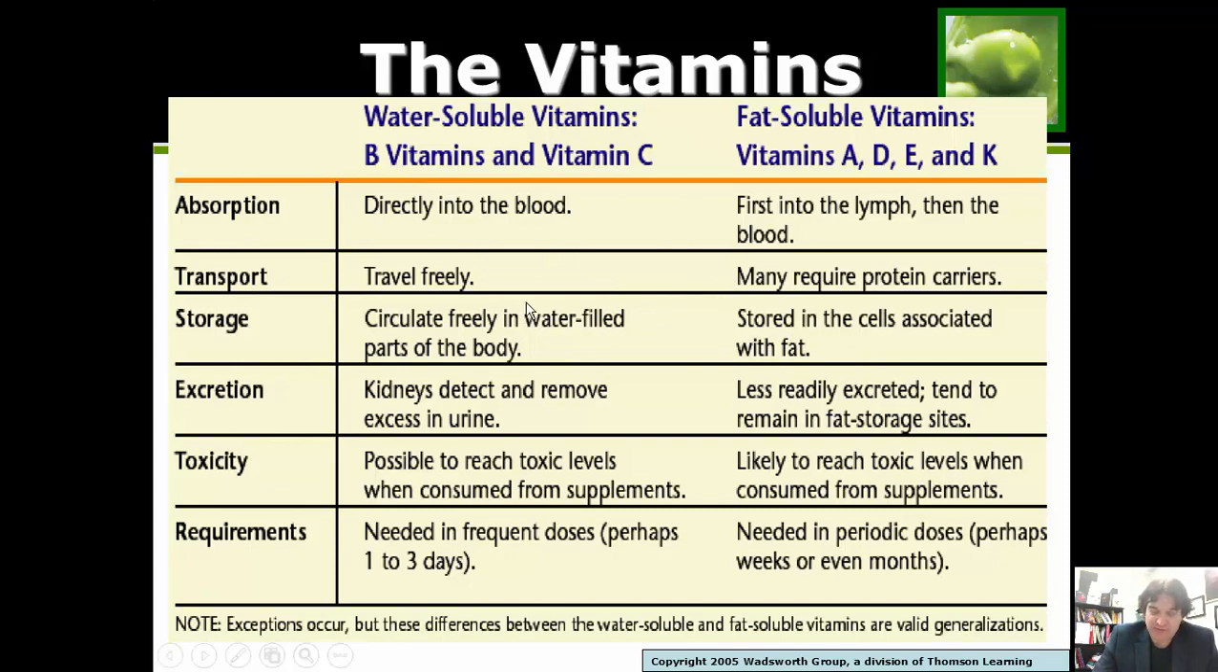Okay, when it comes to requirements, since you lose water-soluble vitamins every day through urine excretion, you need to take them frequently, typically every day or at least every 2 or 3 days. Fat-soluble vitamins you need in periodic doses, perhaps measured in weeks or even months, although we're going to see one of those particularly where there's an exception to that. So that is an overview of the vitamins, and we will have different sections on the B vitamins and vitamin C and the fat-soluble vitamins.